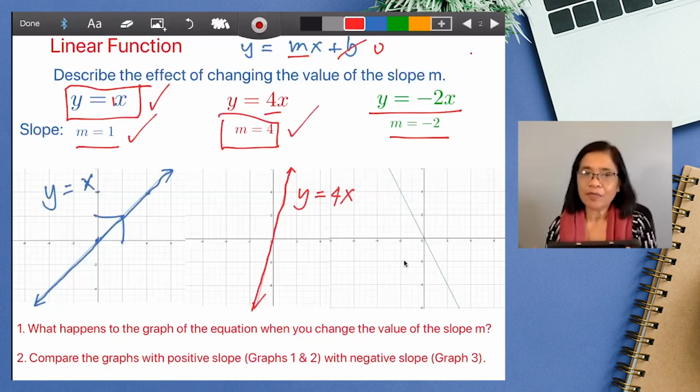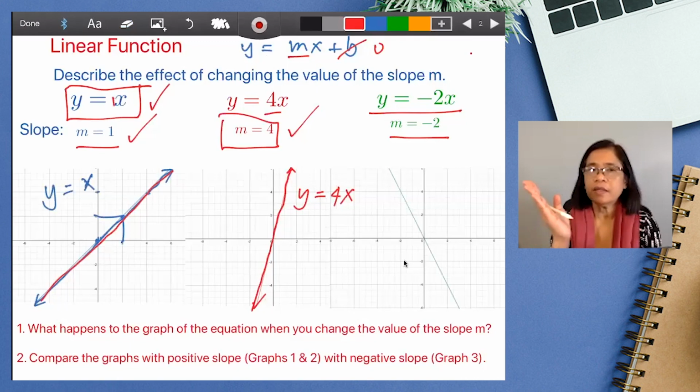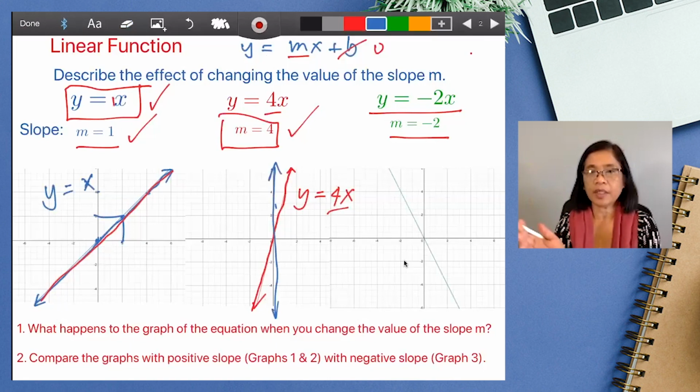So if we have y is equal to x, notice the line y is equal to x compared to the line y is equal to 4x in terms of steepness. y is equal to x is flatter compared to y equals 4x. So as you increase the value of the slope m, the line becomes steeper and approaches the y-axis. It becomes steeper.